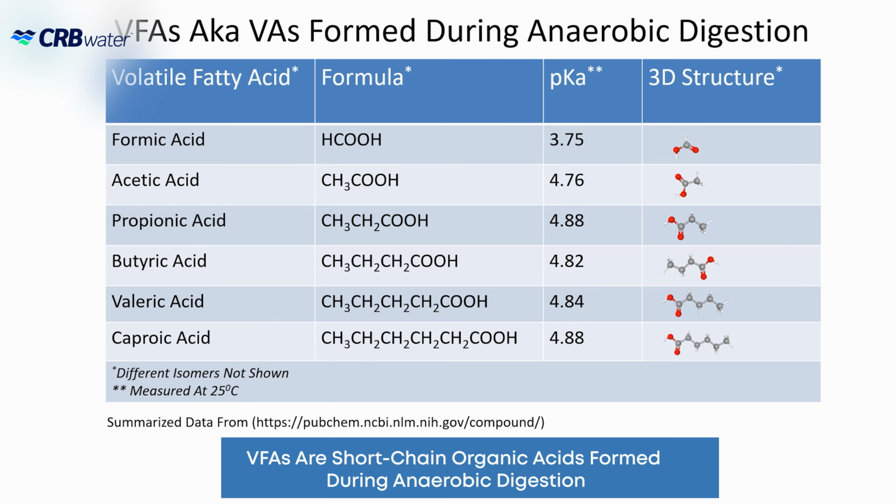In this video, we'll learn about what these volatile fatty acids are, why they accumulate in the reactors, and common methodologies used for detecting them. So volatile fatty acids are short-chain organic acids having 1 to 6 carbon atoms. These short-chain organic acids include formic, acetic, propionic, butyric, valeric, and caproic acids, and their isomers.